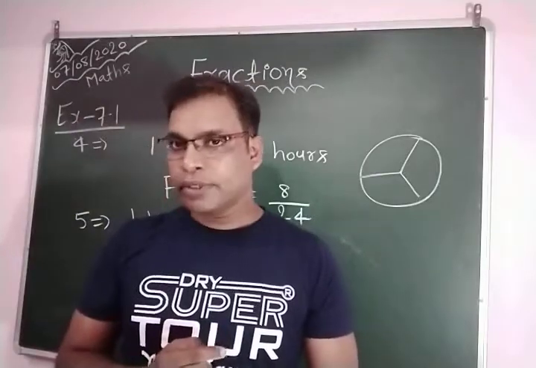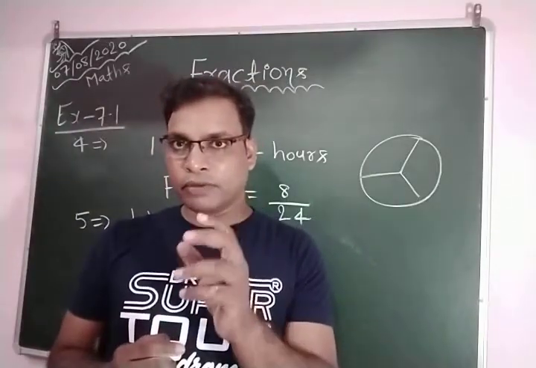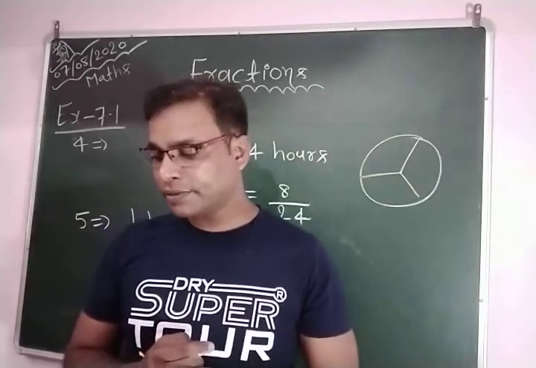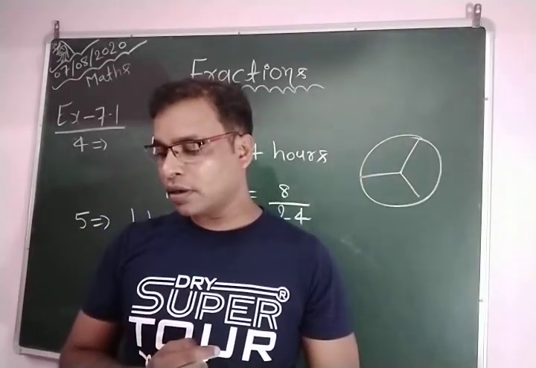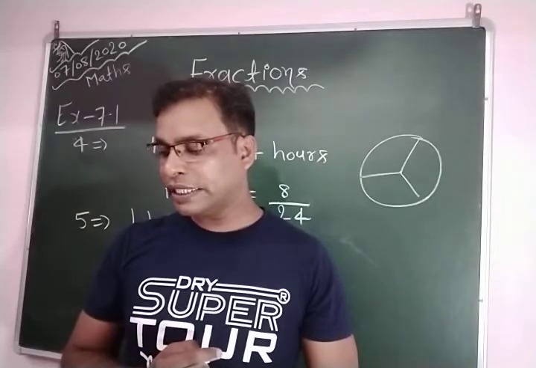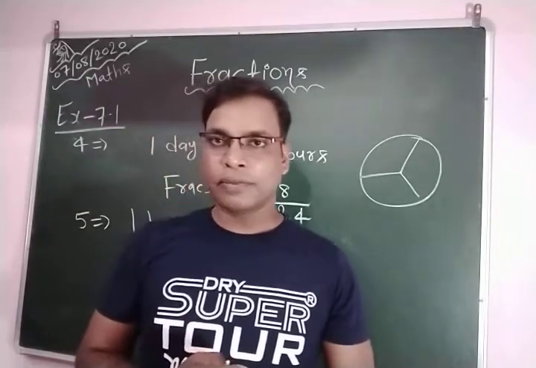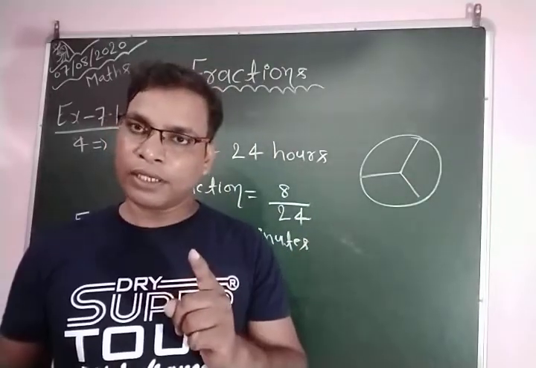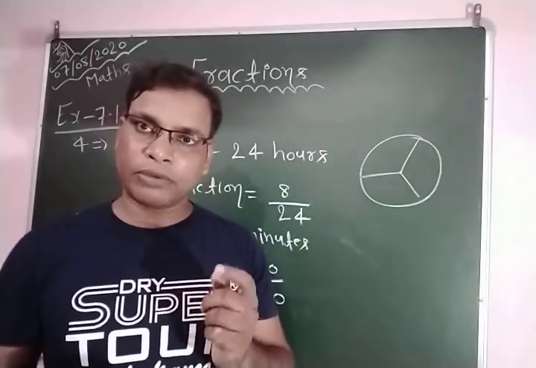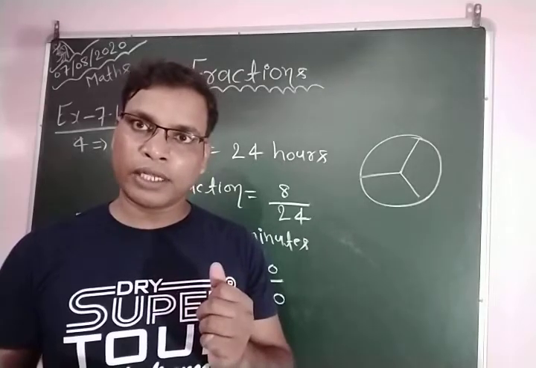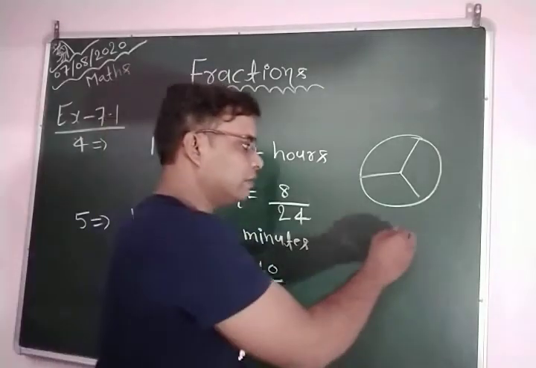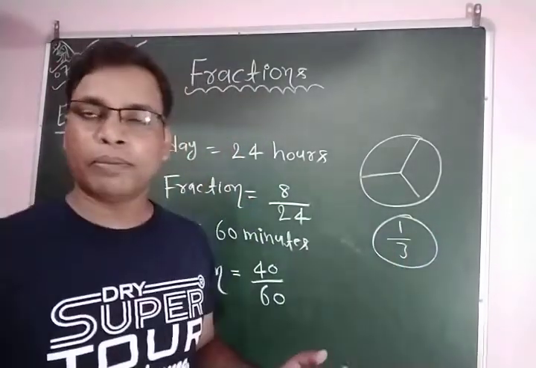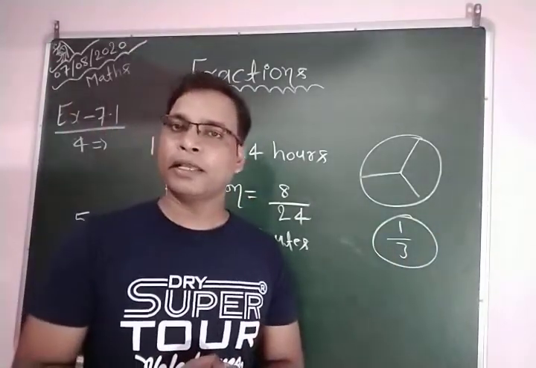Second question: because there are 2 sandwiches, he divides both sandwiches into 3 equal parts like this. What part of a sandwich will each boy receive? Because he divided it into 3 parts, each boy received 1 part. So what is the fraction of the sandwich received by each boy? The fraction of the sandwich is 1 by 3. 1 by 3 part is received by each friend.